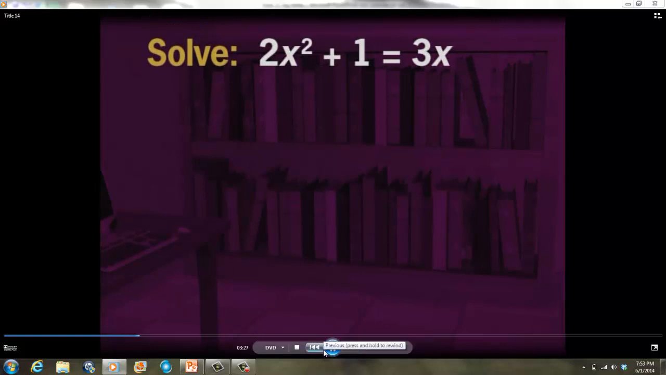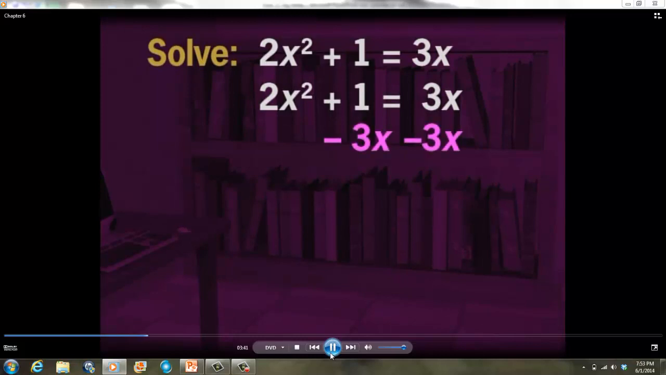Use the quadratic formula to solve the equation 2x squared plus 1 equals 3x. This is example 7 in your guided notes. Please follow along and fill in the problem as we go.